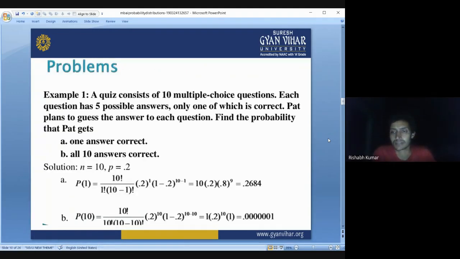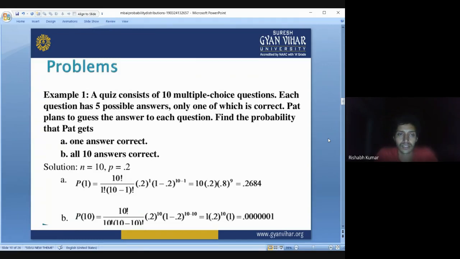So let us see this binomial distribution with the example. A quiz consists of 10 multiple choice questions. Each question has 5 answers, only one of which is correct. Pat plans to guess the answer to each question. Find the probability that Pat gets one answer correct, and all 10 answers correct, right?